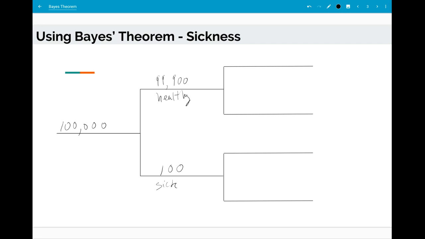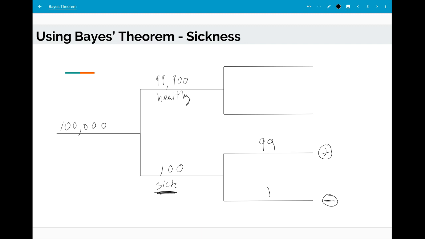So let's start with the sick population. We take those 100 people, and this is very similar to what we just saw: it's 99% accurate, which means 99 people will be correctly identified as positive for the sickness, and one person will unfortunately be marked as negative, meaning that the test thinks they're not sick, but in fact they are sick. So it incorrectly guesses that.